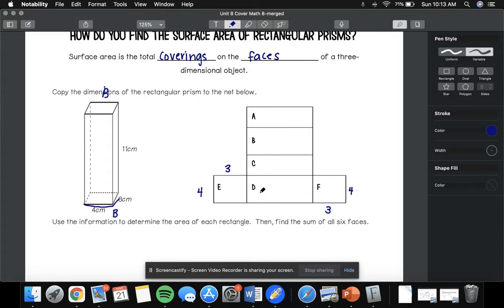Okay, then we have two different sides. We have the front side. So the front side looks like it is 4 centimeters by 11 centimeters. Okay, and then the other one is a little bit shorter. It's a 3 by 11. So I'm going to say that the longer ones are 4 by 11. Okay, that means that this would also be 4 by 11. And these shorter ones would be our 3 by 11 sides.